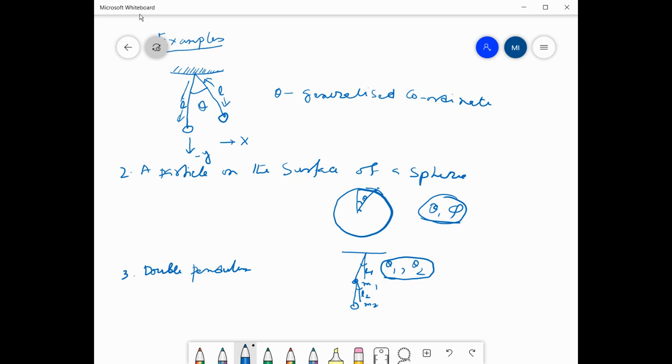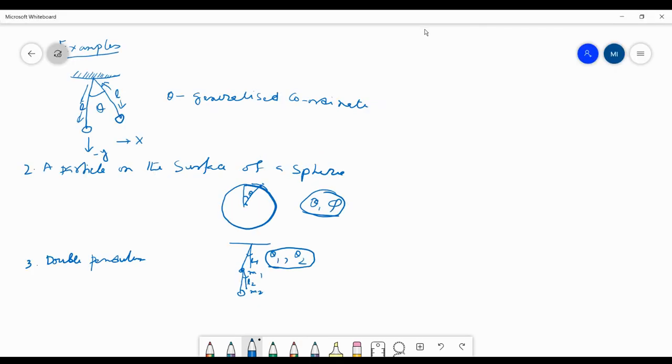Now, another example, a classic example of generalized coordinates: a particle in a central force field. Suppose a particle in a central force field. Number 4. Example.